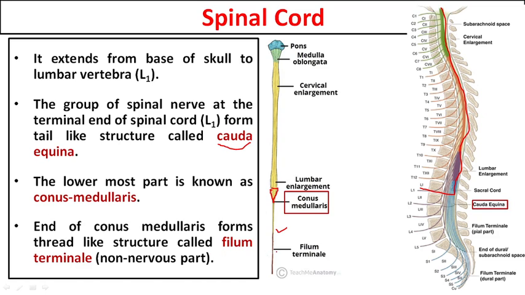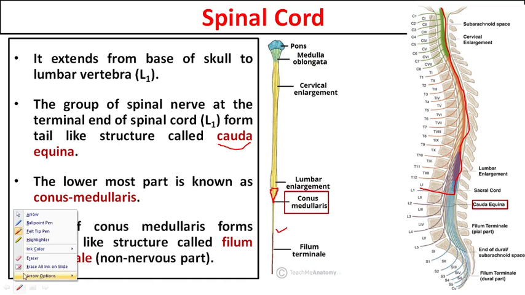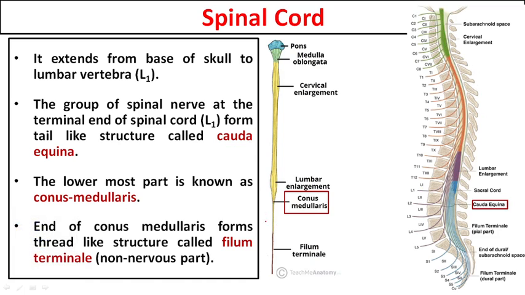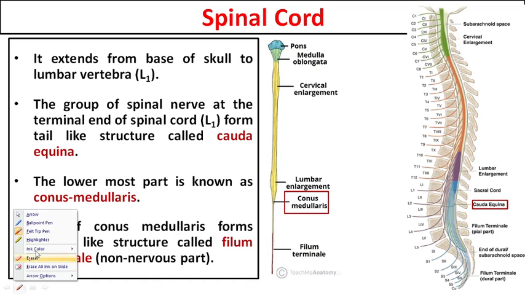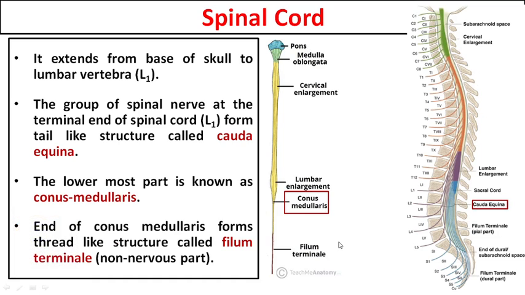Now, filum terminale, however you want to remember it, is a non-nervous part. It is not a nerve, it is just connective tissue. It is a non-nervous part that just continues from your spinal cord. Fine. So this is the anatomy of your spinal cord.